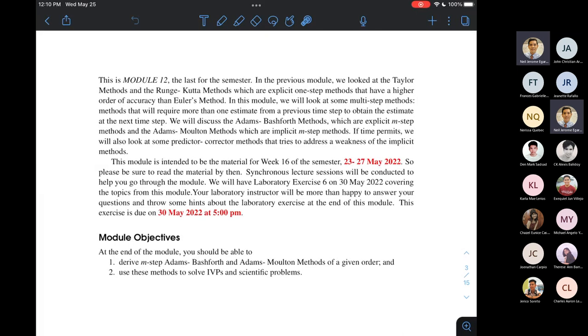Kapag implicit yung method, kailangan natin ng root finding technique kung paano masasolve yung w sub i plus 1. And that makes the Adams-Moulton methods a perfect candidate para sa computational part ng problem set number 3. Okay, the last problem set. So probably I'll give you the last problem set next week.